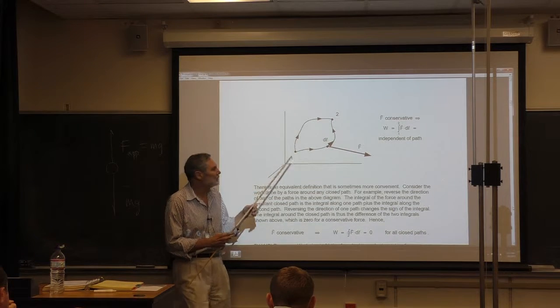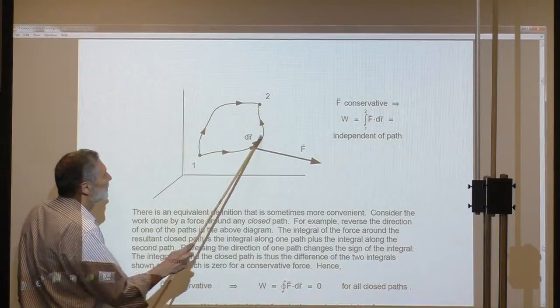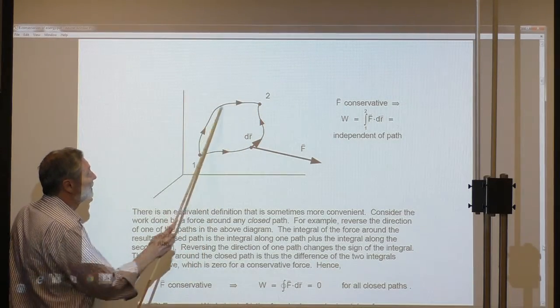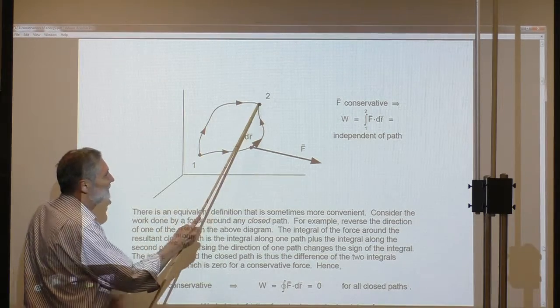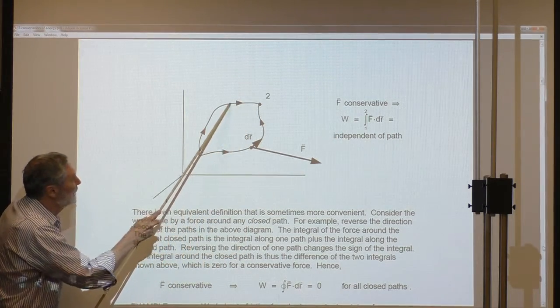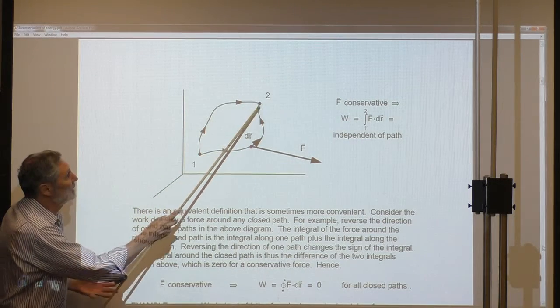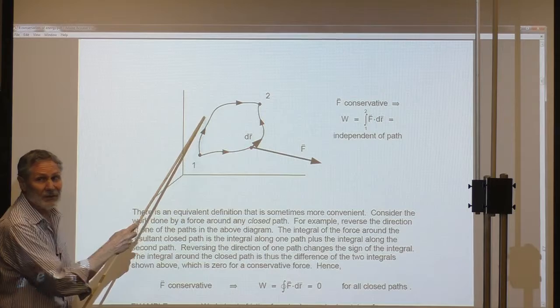Yeah. So some of you are seeing this, but clearly not all of you. So here's the idea. There's going to be some work involved here. It's going to be the same here. So when I integrate along here, I get some value. Now if I integrate back along here, I'm going to get the same magnitude. It's going to be the same, except it's going to have an opposite sign because I'm going against the arrow.